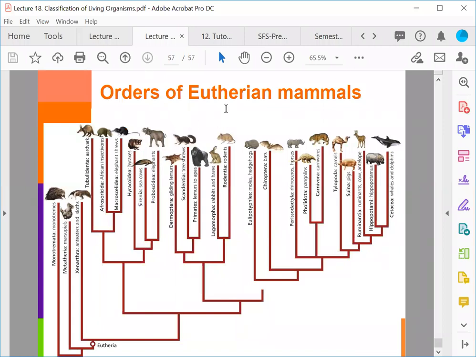And finally, our very last slide for Living Systems, and I'll leave you with this phylogenetic tree of the eutherian mammals. So that is it. Well done. You have completed all the lectures for Living Systems 1. Well done.